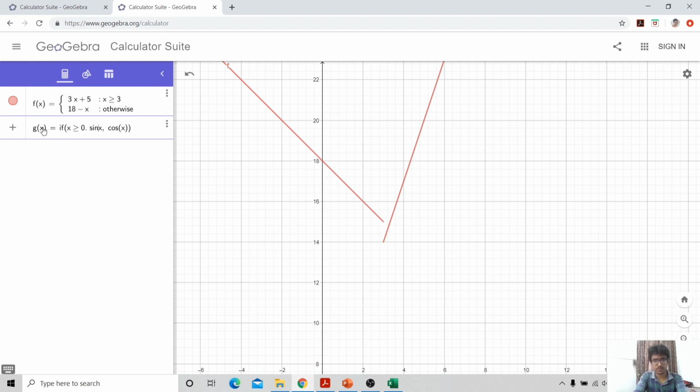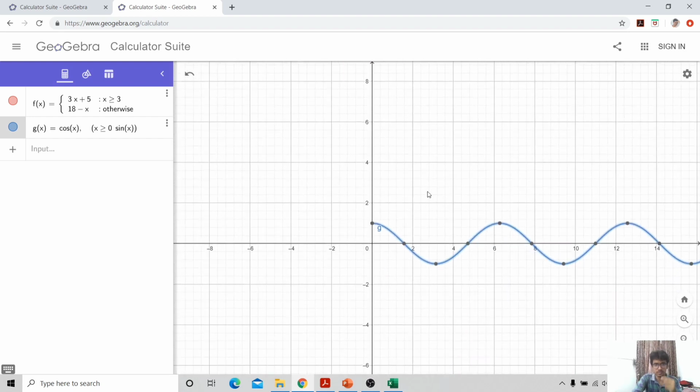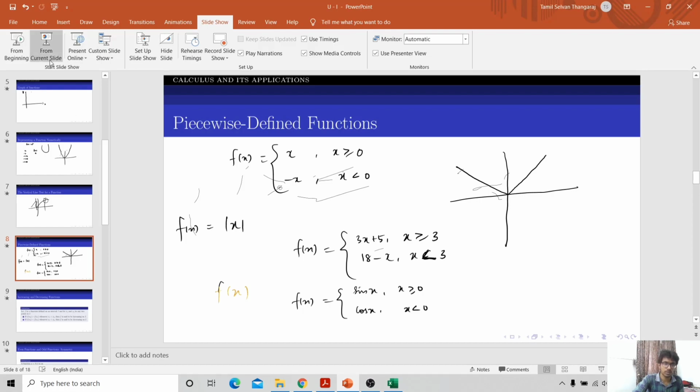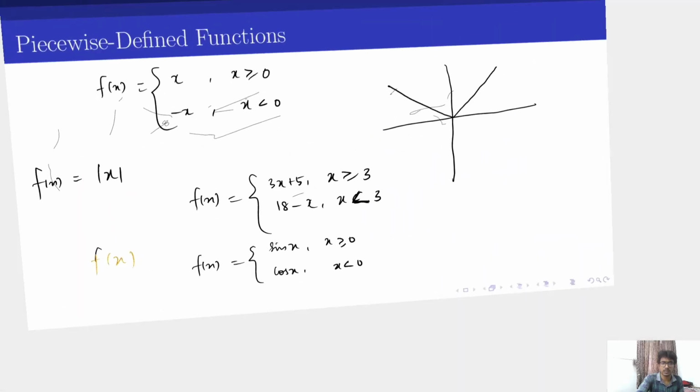So I think I'll have to give the range. We know that sin and cos values lie between this. Wait, what happened? I forgot to give this one. Now you may see, in the negative sense it is behaving this way, that is, if your x value is negative it is behaving this way, and for positive it is behaving this way, right? Now let us go and see the other concepts in functions.